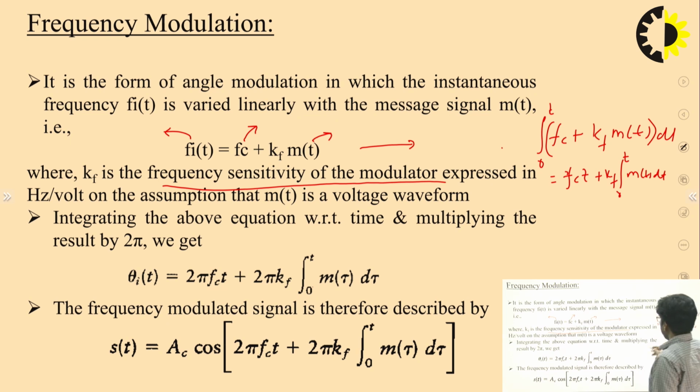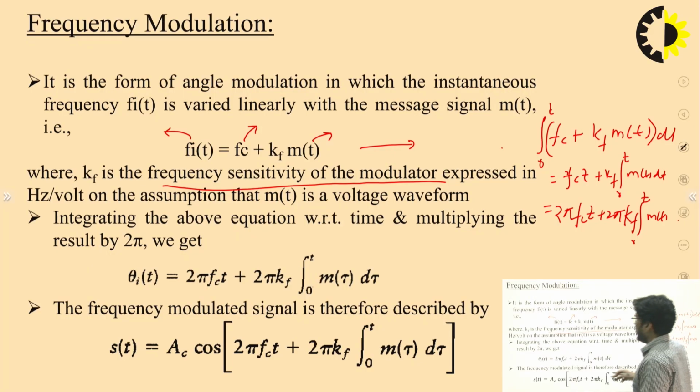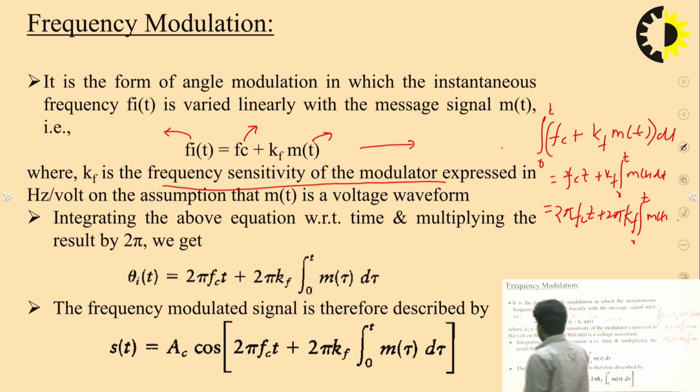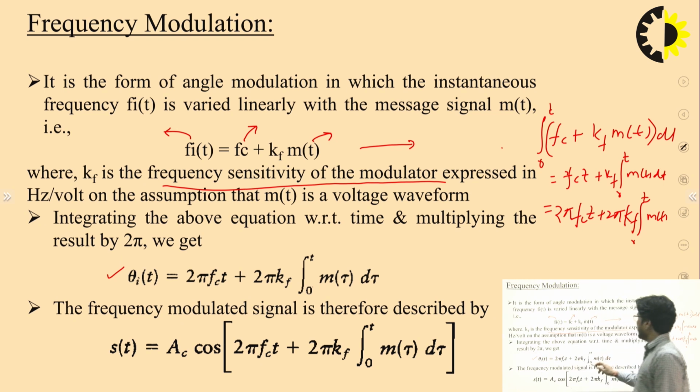Now you have to multiply with 2 pi, then you will get 2 pi f_c t plus 2 pi k_f integral 0 to t m(t) dt. So it comes in this way. At last you will get theta_i(t), that is the angle after the modulation, which will be 2 pi f_c t plus 2 pi k_f integral 0 to t m(t) dt. So you are integrating this equation from 0 to t here.